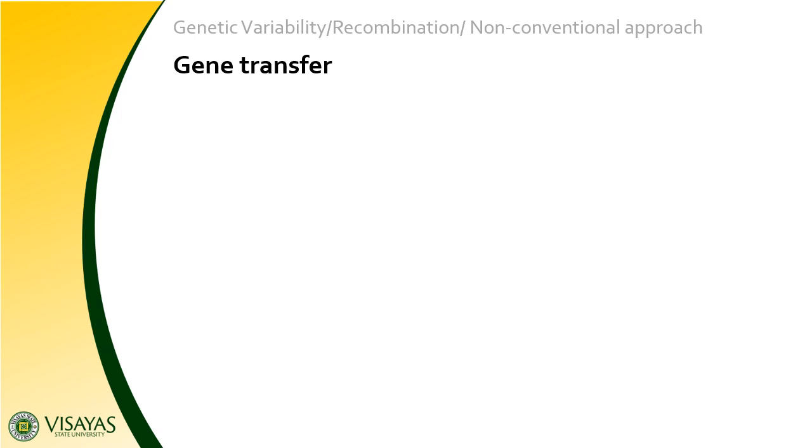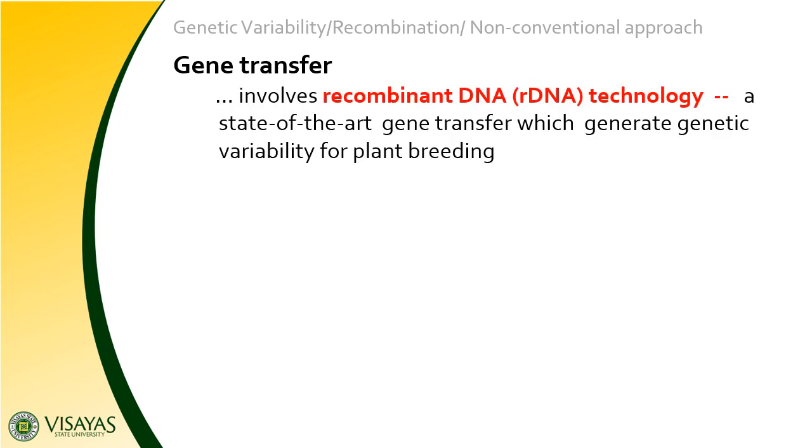So number one, you have gene transfer. This involves recombinant DNA technology, or rDNA technology, a state-of-the-art gene transfer which generates genetic variability for plant breeding. Without the use of natural cross-pollination, you can transfer a gene from a specific animal, plant, or organism to a target plant. Nowadays there are many technologies facilitating this, and all those technologies are called recombinant DNA technologies.